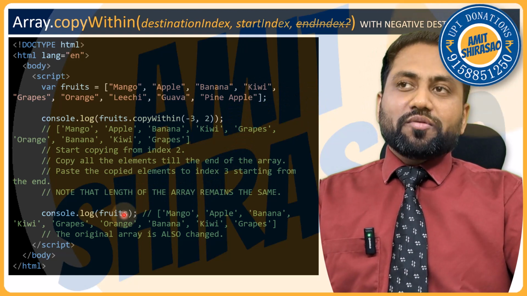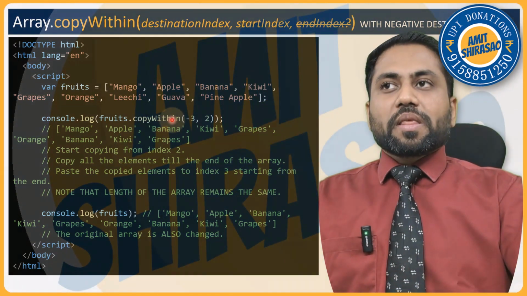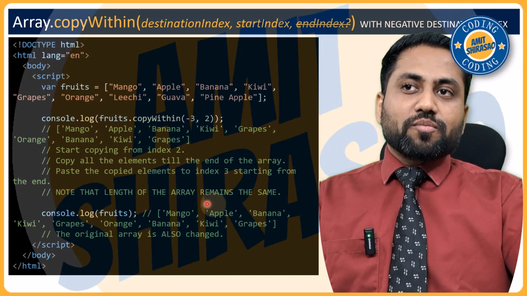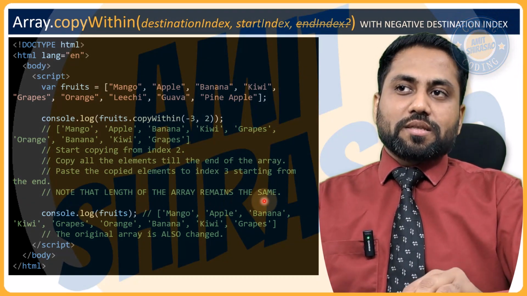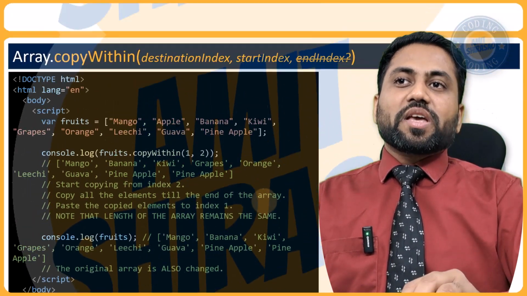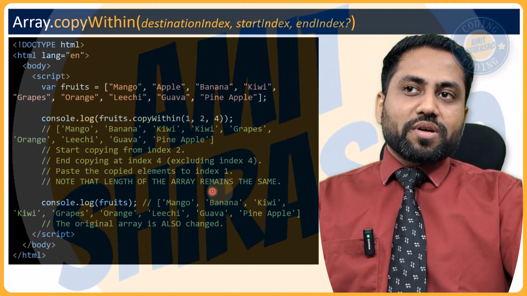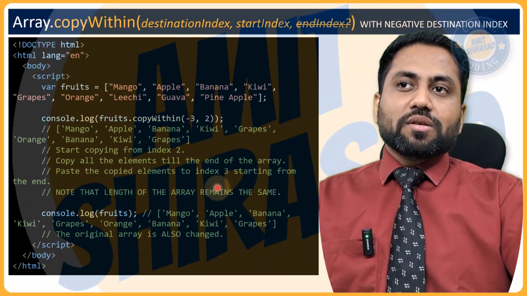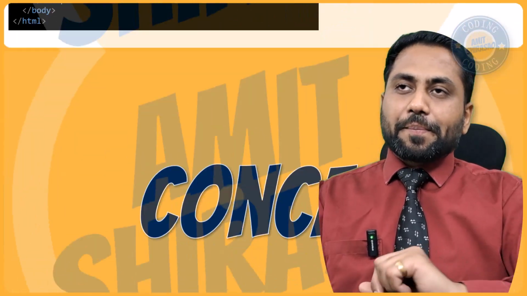Okay, so whenever you use copyWithin method, the length of the array never gets changed, and that's why I've highlighted it in bold letters in all the 3 slides, in this slide, as well as on this slide. Everywhere I've mentioned this in bold letters, that your array length remains the same.